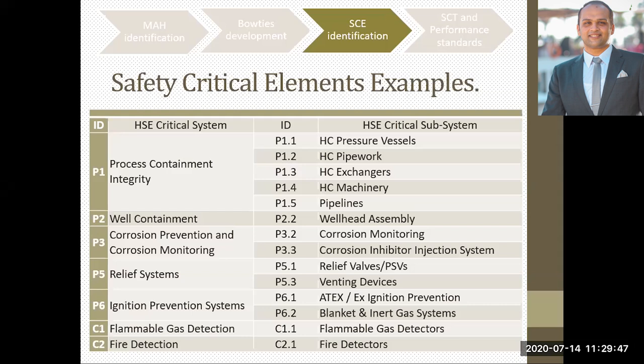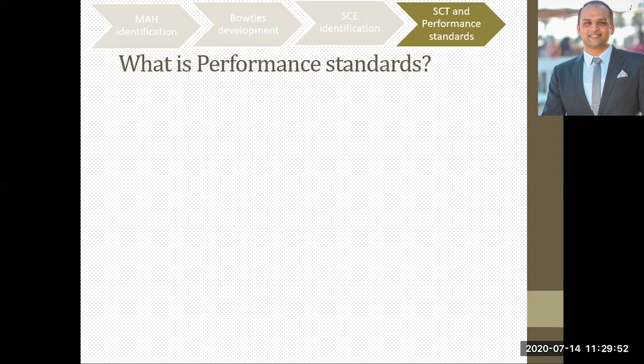This is the safety critical identification. We identified all of the safety critical elements in our site to maintain our site safe, and in case of any incident from the major accident hazards we identified at the beginning, we think it will be safe. Okay, we identified the safety critical elements. How can we make sure that they are managed and maintained, doing their work? By developing a document called a performance standard.